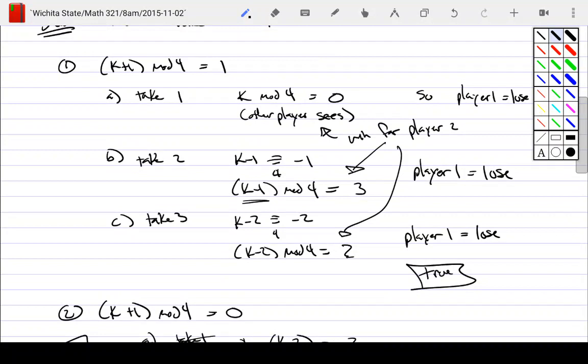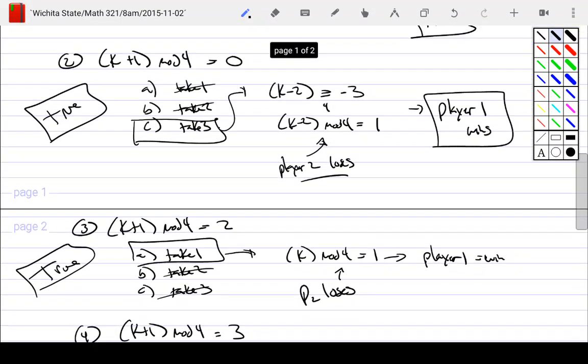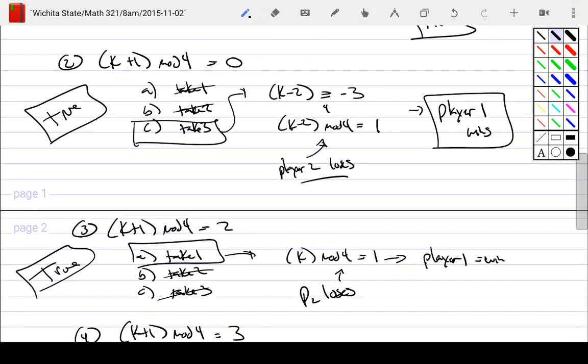Well, what happens if k plus 1 mod 4 is a 0? If I take 1, I put him in a winning position, so I would lose. If I take 2, I would put him in a winning position, so I would lose. If I take 3, I put him in a losing position, so I would win, so I would take 3.